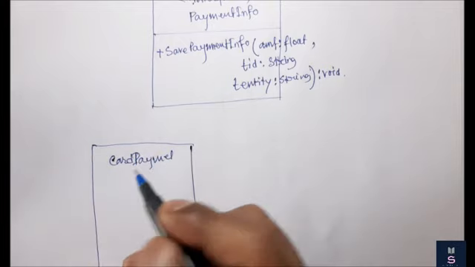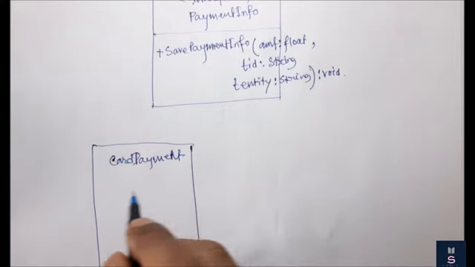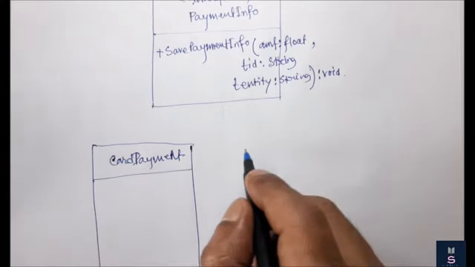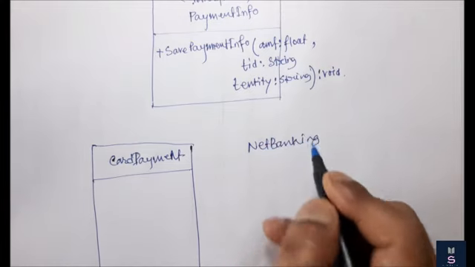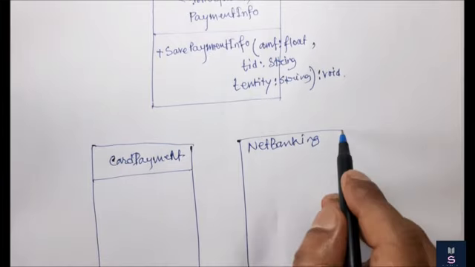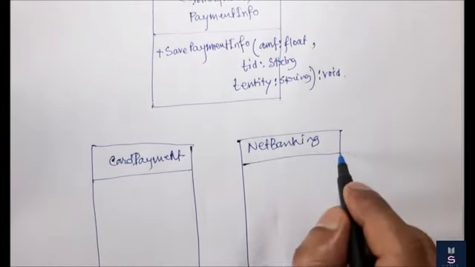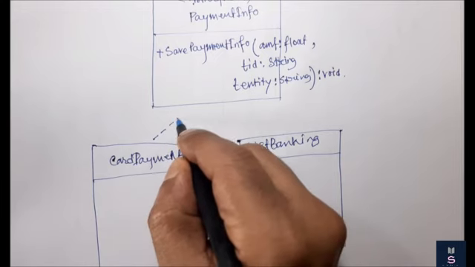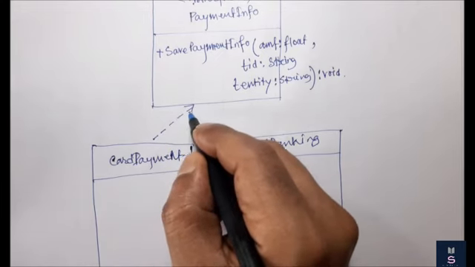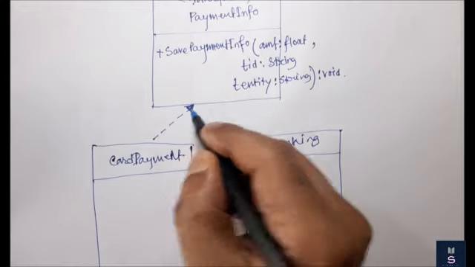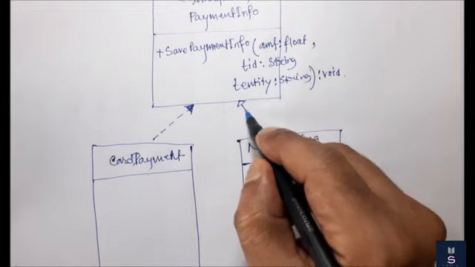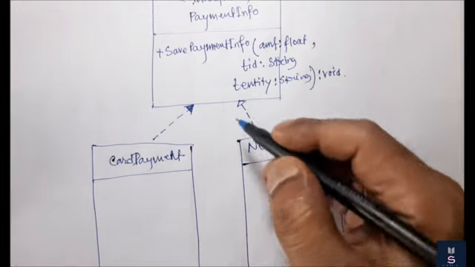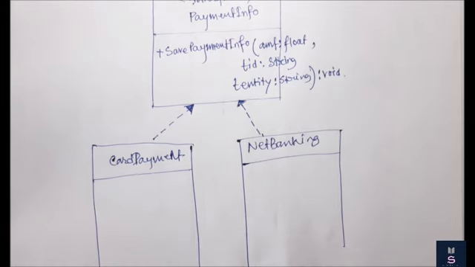This is my class name, okay. And another class is, for example, net banking. If those two classes implement this interface, you can write a dotted arrow, okay. So from that we can understand it's an interface. So this is my interface and these are the classes that implement this interface. So a dotted arrow, not a solid arrow. So understood. That is the representation of an interface.